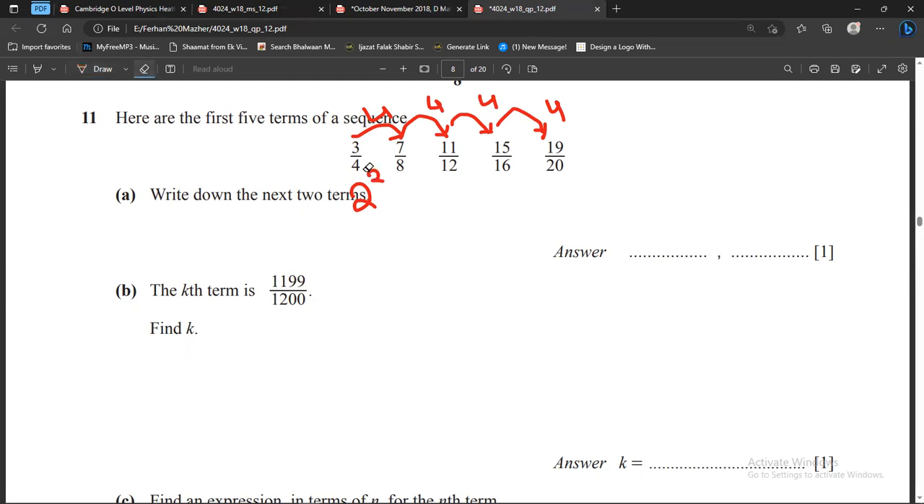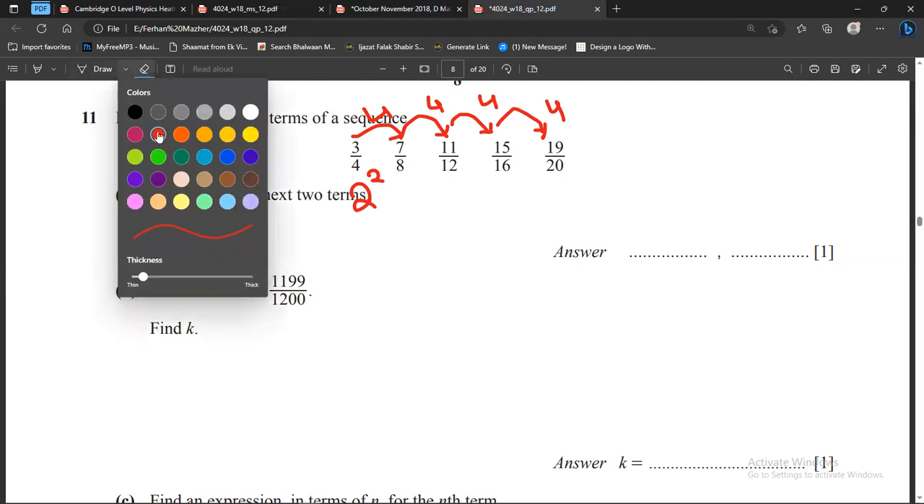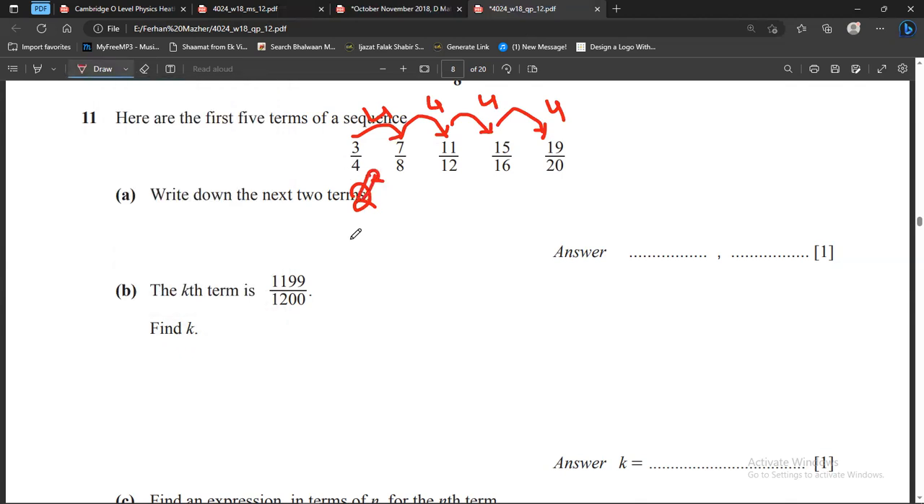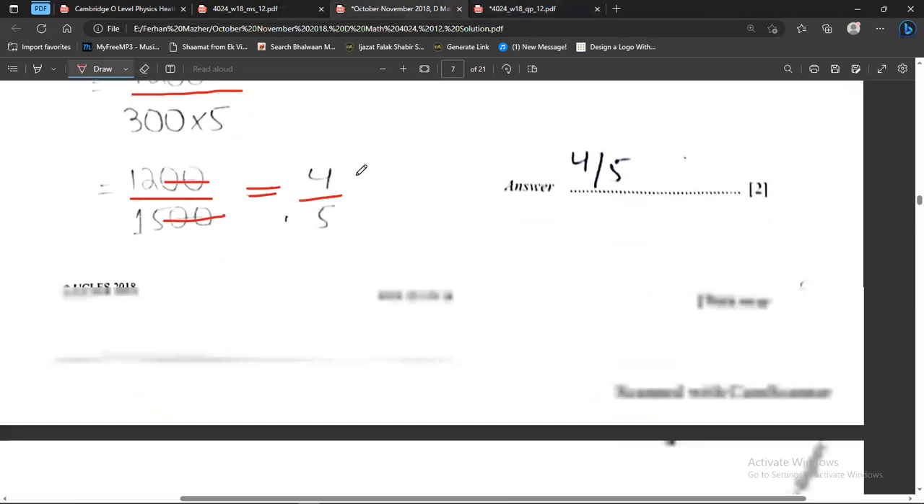I made a little mistake. I'm unable to erase it. So this is actually what? This is 4 into 1. This is 4 into 2. This is 4 into 3. This is 4 into 4. This is 4 into 5. So write down the next 2 terms.